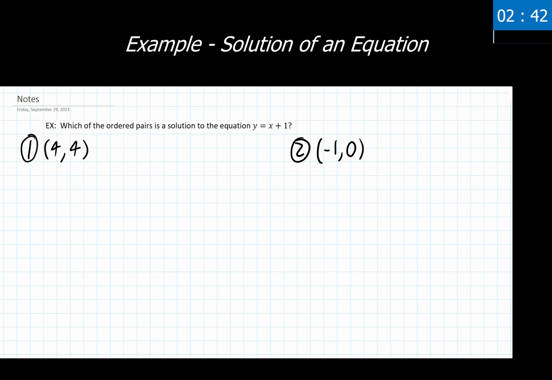Looking at our last example, we are asked which of the ordered pairs is a solution to the equation y equals x plus 1. We're given the first ordered pair of (4, 4) and the second ordered pair of (-1, 0), and we're asked to figure out which one's a solution. I'm doing both of these at the same time because there's really not a whole lot that's unique to them and different about how we go about solving them until we get to the very end.